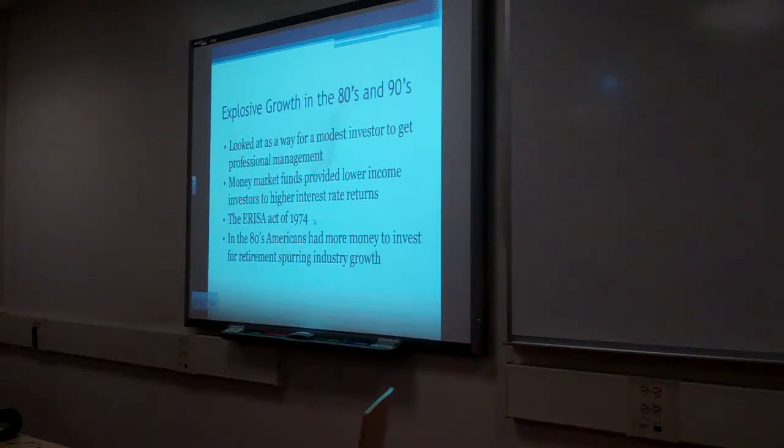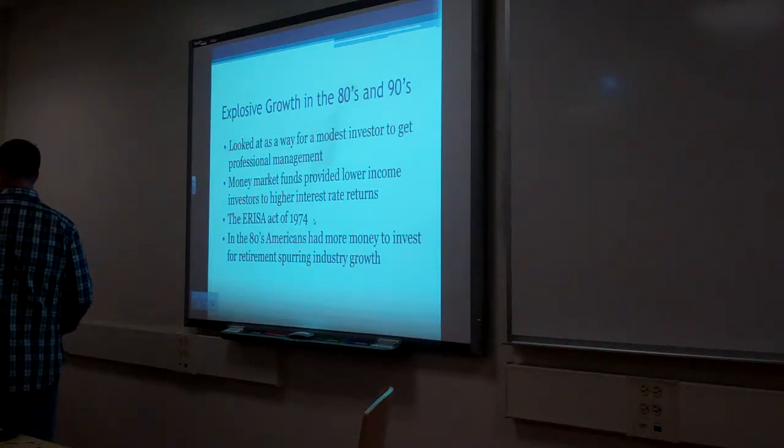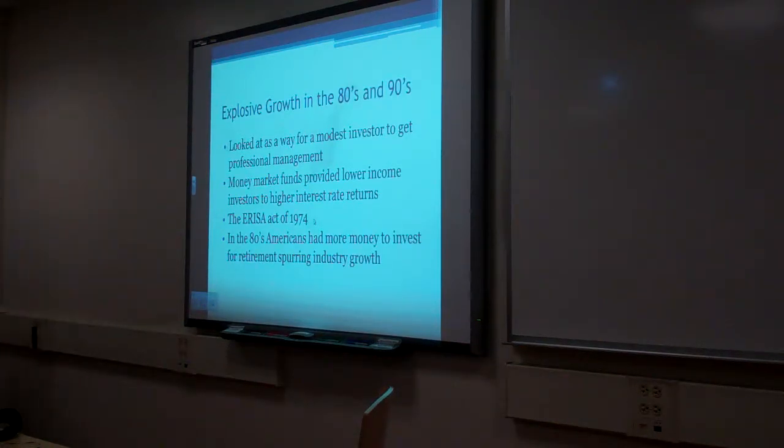And by making more money for you, they will in turn make more money for themselves because they get, at the very least, a management fee, which is based on the portion of the assets.